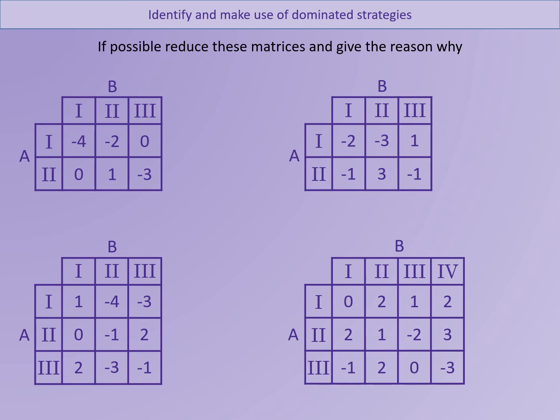Pause the slide now, and for each of the 4 payoff matrices, consider whether any strategies dominate any other strategies. So we can see that for the first game, strategy 1 dominates strategy 2 for B. That is because each of the values under each of A's choices, the values for strategy 1 are always smaller than the values for strategy 2, and remember that small values are preferable for player B.